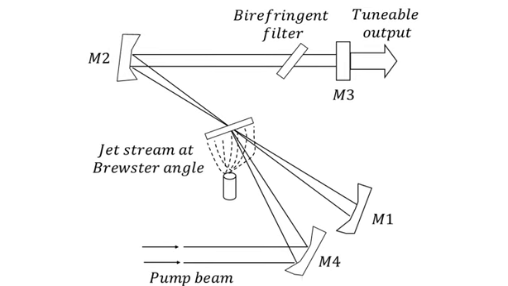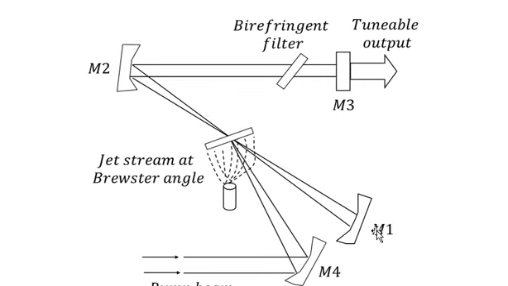And you see that the laser cavity is formed by the mirrors M1, M2 and M3. And here you have the birefringent filter. The birefringent filter is used to tune and to select a particular wavelength to oscillate in the laser cavity. And then of course you can obtain a tunable output laser from mirror M3.